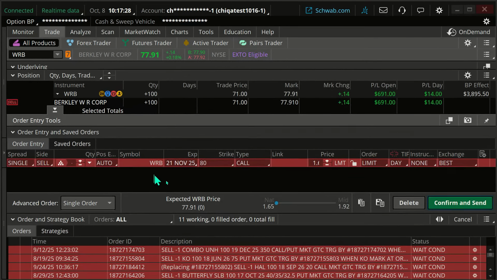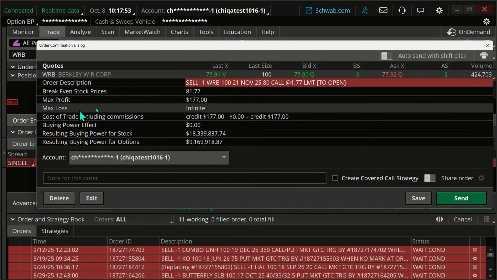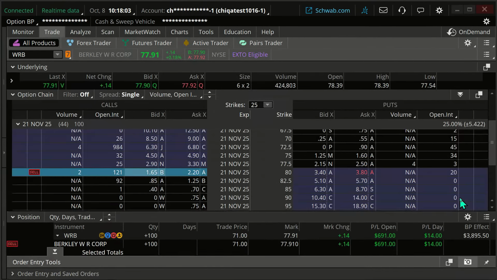So I'm going to click on this, just click on the bid price. I don't need to select covered call because I already own the stock. I'm just selling this in addition to that. I'm going to move this up from my natural price, see if I can get a little bit more money out of that. And I'm going to confirm and send that. Just make sure you read this. Don't get freaked out by the max loss thing. This is just looking at it as a standalone trade, but we own 100 shares of the stock, so we are protected on that. And I'm going to send that order.